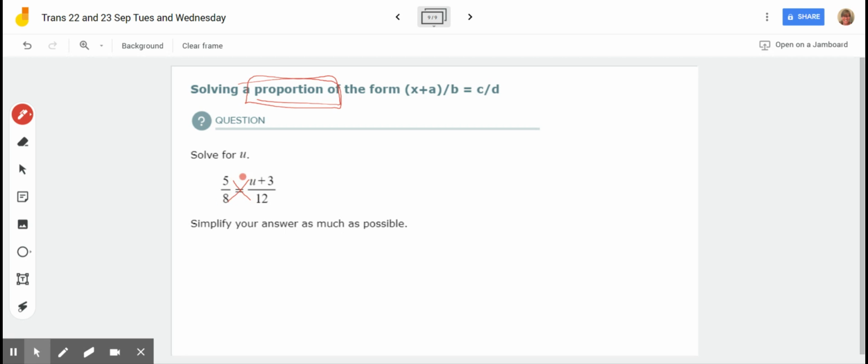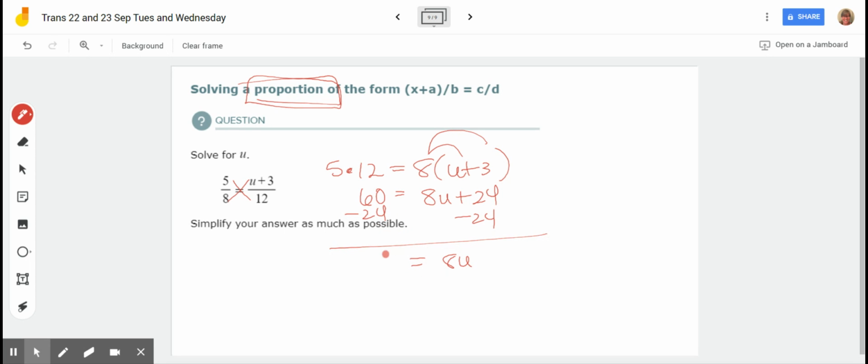All right, so if you remember cross multiply, then you could go 5 times 12 equals 8 times u plus 3, and then solve it. 60 equals 8u plus 24, subtract 24. 8u is equal to 36, positive because the 60 is positive. Divide by 8. So u equals 36/8, but you need to reduce it because both of these are divisible by 4. 4 goes into 36 nine times, and 4 goes into 8 two times. And that's your answer.